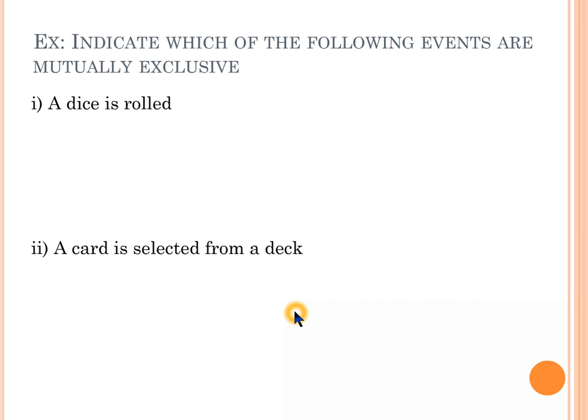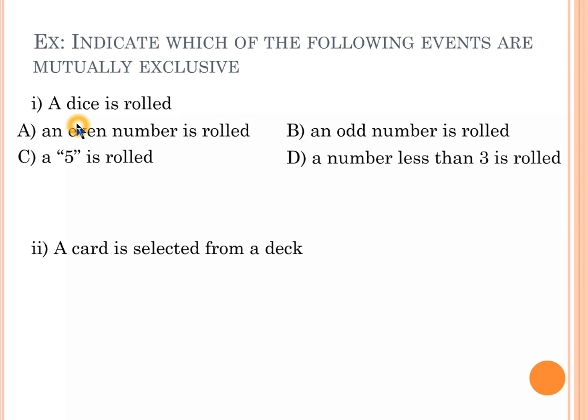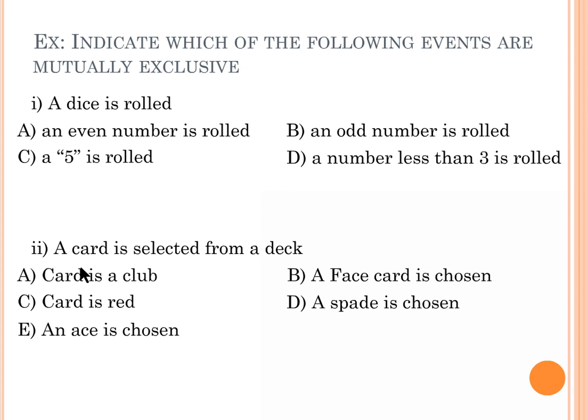Let's practice the concept of mutually exclusive. Indicate which of the following events are mutually exclusive. Okay, so we have a dice is rolled and we have a card is selected from a deck. Let's take a look here. When rolling a dice, these are the possible situations that we can have: A, an even number is rolled; B, an odd number is rolled; C, a 5 is rolled; and D, a number less than 3 is rolled. For this question, we want to know which of A, B, C, and D are mutually exclusive. We have some options for our cards, but let's focus on the dice.